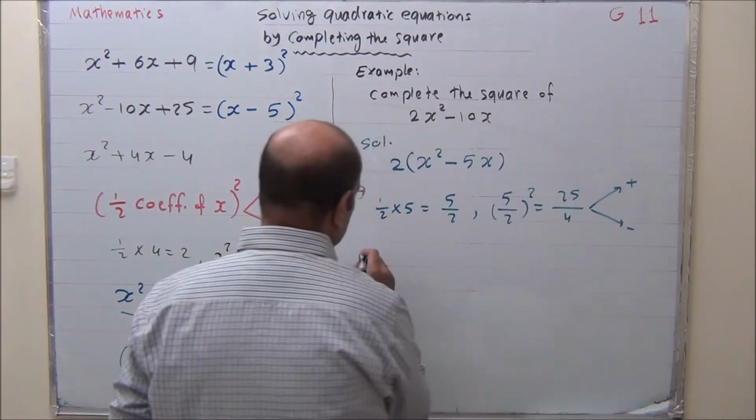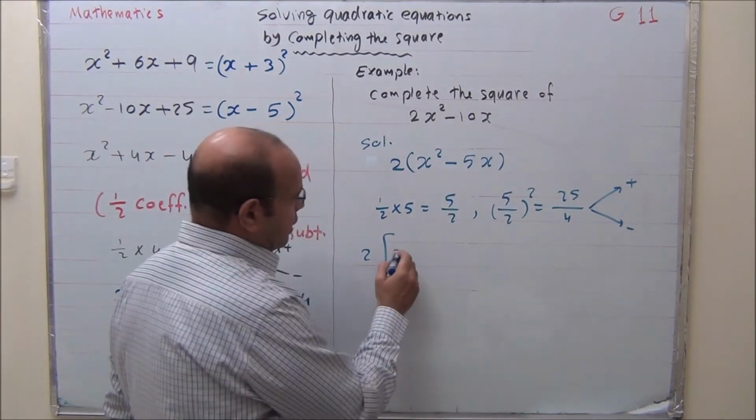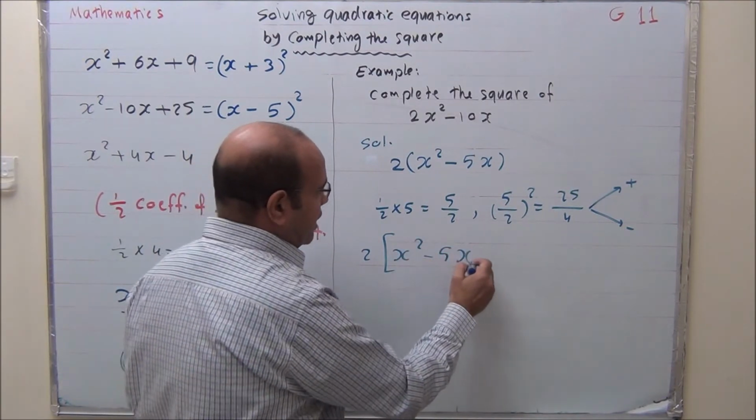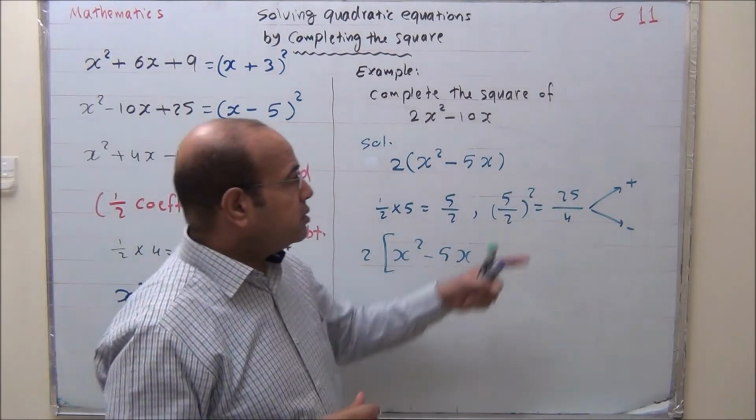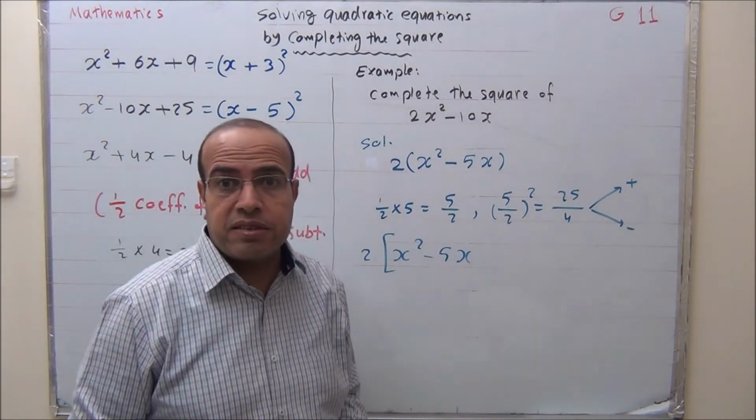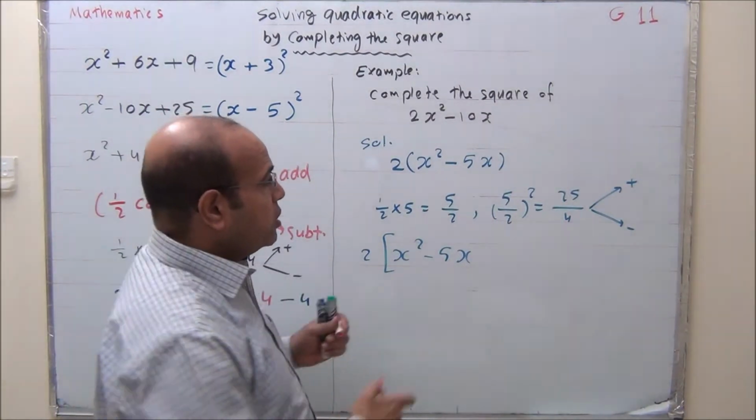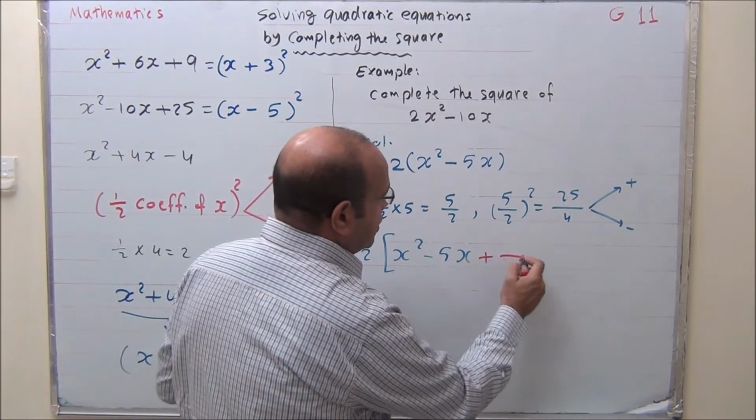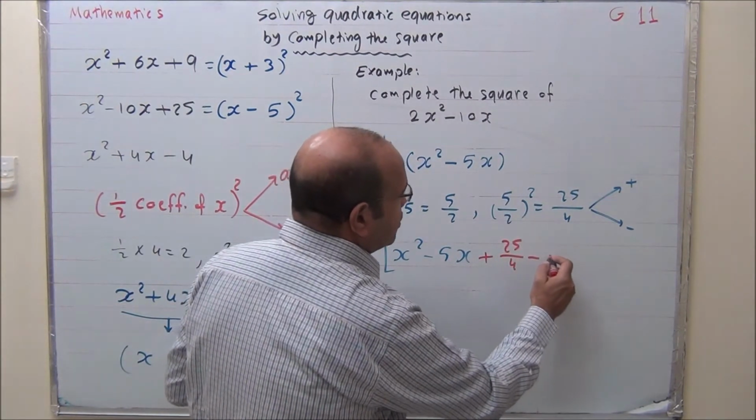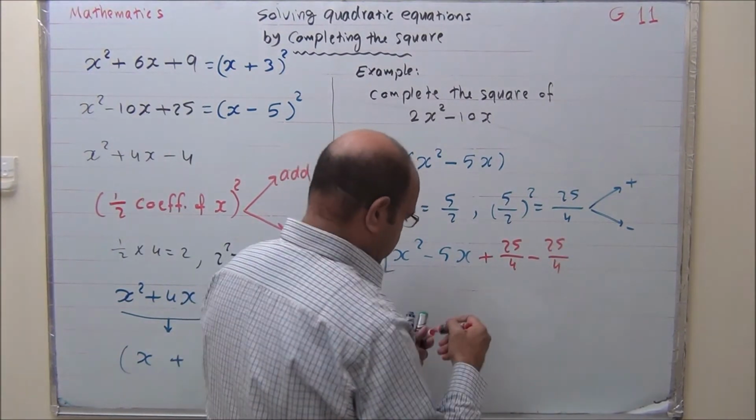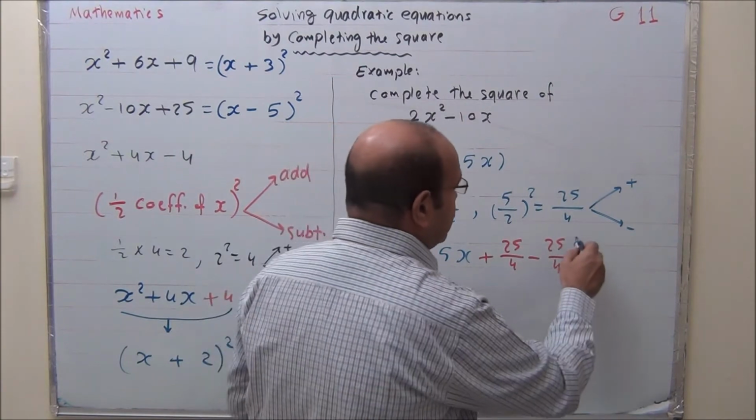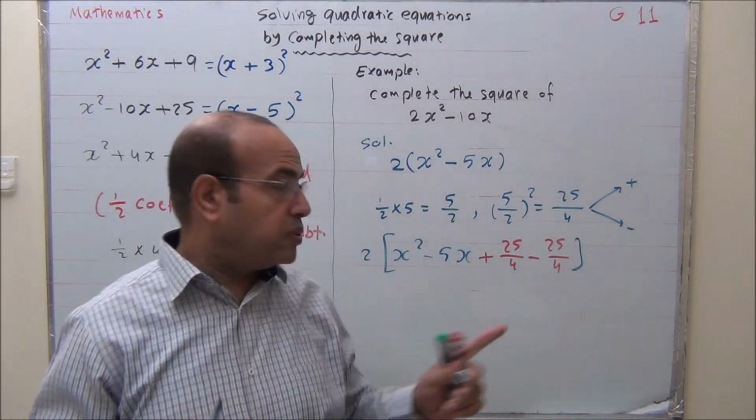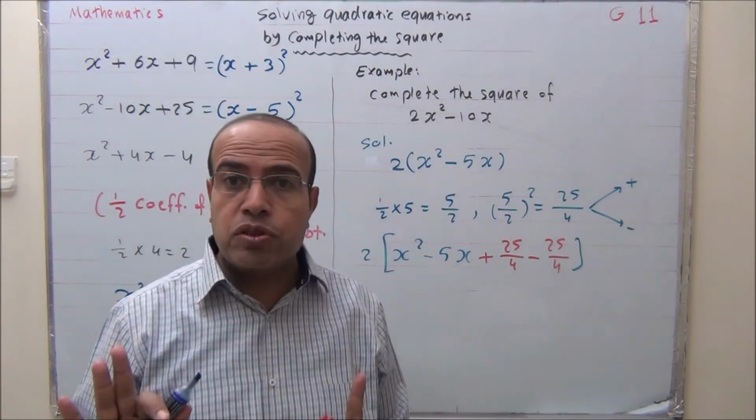So it's 2, open a big bracket, x squared minus 5x. Now we add this number and subtract the same. It means we add 0. So this is plus 25 over 4 minus 25 over 4. Remember, plus comes first. Don't start with negative, because negative has no square root.